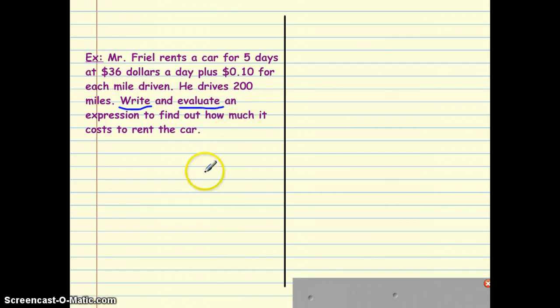So evaluate, find the answer, to find out how much it costs to rent the car. Well, first we know that it's for 5 days at $36 per day, which means we're going to multiply, and these parentheses just mean multiplication, plus it's 10 cents times the number of miles driven, which was 200 miles.